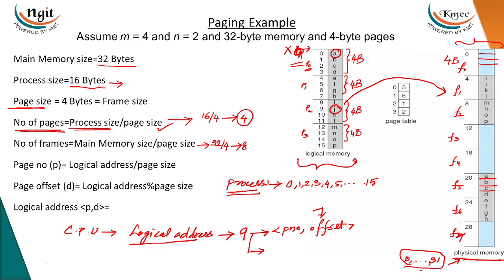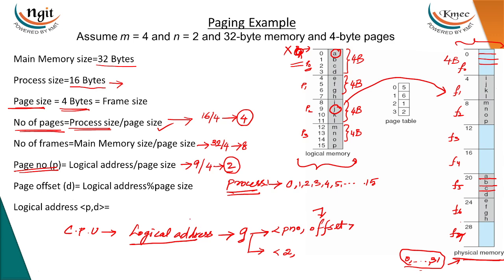Now, how do we convert the logical address to a page number? What is the logical address? 9. Divide 9 by the page size of 4 bytes. 9 divided by 4, the quotient will become 2. So the page number is 2.